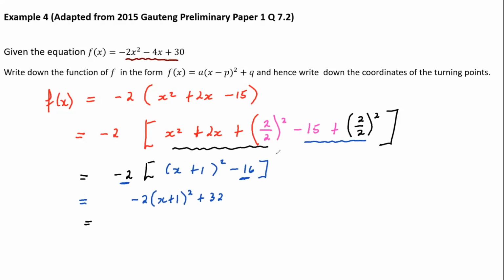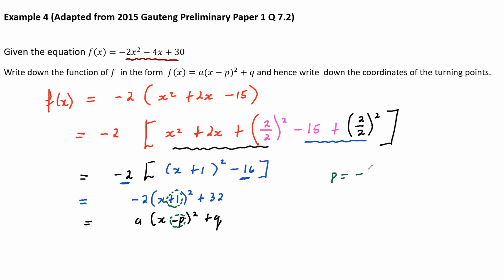They want me to write down the coordinates of the turning point. The format that I know is this one. That's my format. I need my P, I need my Q. Plus 1 is equal to minus P, so P is -1. Plus Q is equal to plus 32, so Q is 32. My turning point is (-1; 32).